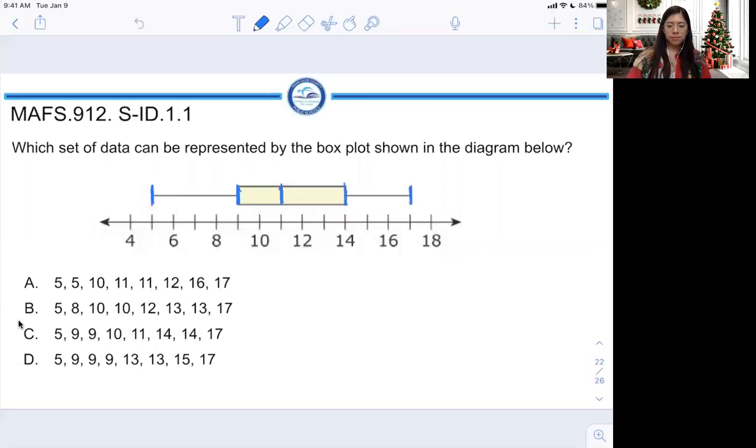Mean, median, mode. We know mode, and there's a couple more that are specific to box plots. I think I forgot those ones. Okay, does anyone else remember?